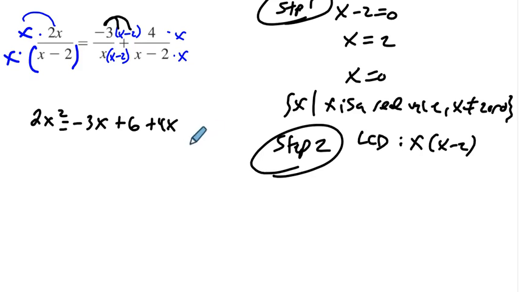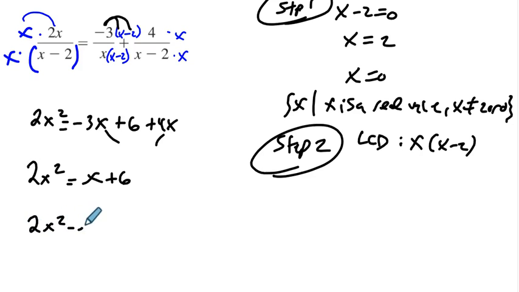Okay? And so now, simplifying this, I'm going to go ahead and just combine those together. So I have 2x squared is equal to x plus 6. Okay? I'm going to move these over to the left. So I have 2x squared minus x minus 6 is equal to 0. Okay, so I just move this by subtracting x on both sides and by subtracting 6 from both sides.